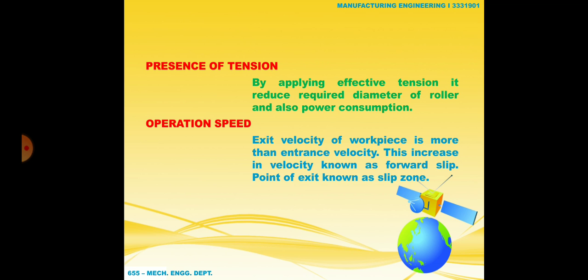The exit velocity of the workpiece is more than the entrance velocity, because while entering it suffers from friction and pressure, while leaving it does not undergo the pressure. So the velocity of exit is more than the velocity of entrance, and the increase in velocity is known as forward slip, and the point of exit is known as the slip zone. Forward slip can also be calculated from the equation (V2 - V) / V, where V equals the middle velocity.